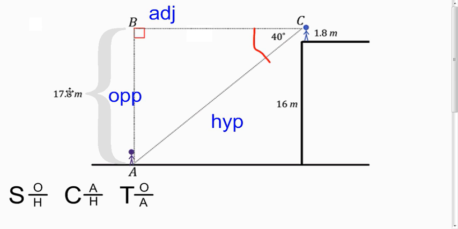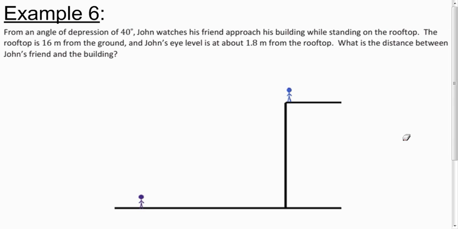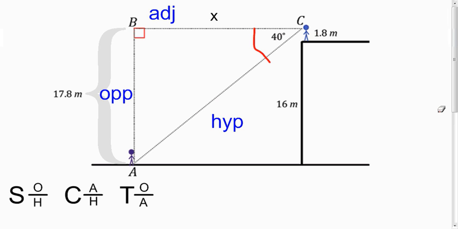And how do we get 17.8? Well, the building's 16 meters tall. Add that 1.8 meters, 17.8. And so we're looking for this distance, x, between John's friend and the building. So we're looking for adjacent. So we're not going to use sine. And we know the opposite. So we're going to use tangent here.